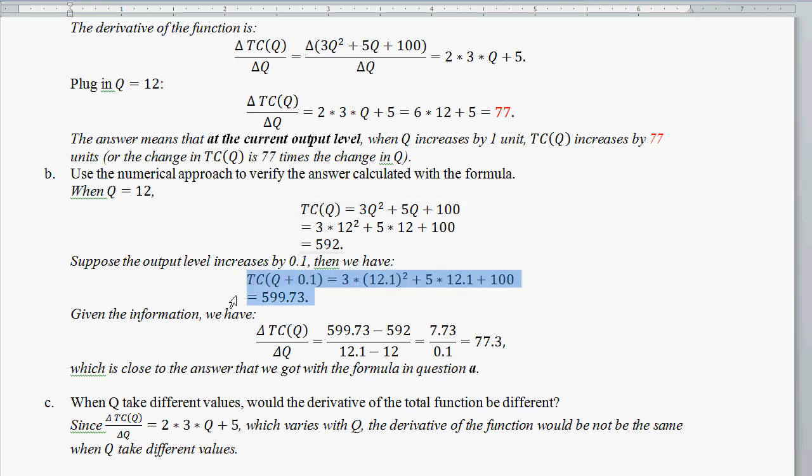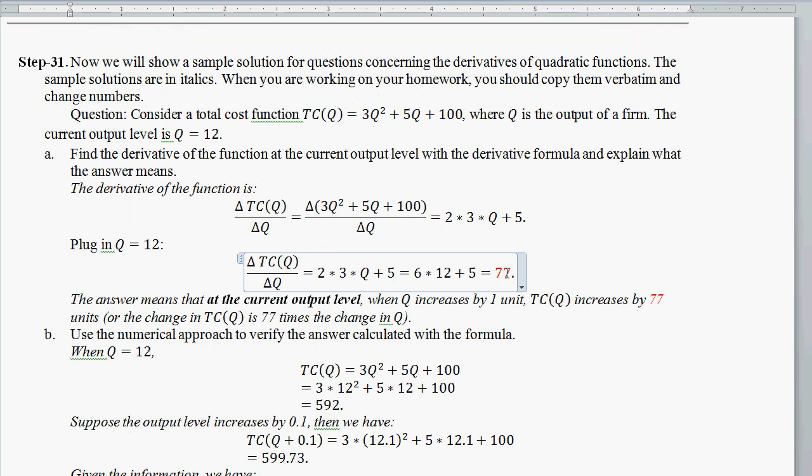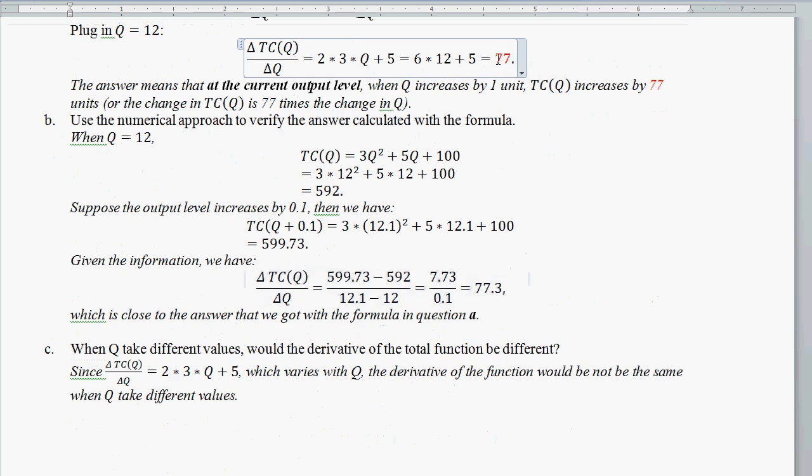Given these results, the change in TC(q) is equal to the new total cost minus the old total cost. The change in q is 12.1 minus 12 because we suppose the output level increases by 0.1. We get 7.73 over 0.1. The numerical approach gives us an answer of 77.3. Okay, the numerical approach gives us an answer that is close to the answer that we got with the formula approach. So it's right. It's close.